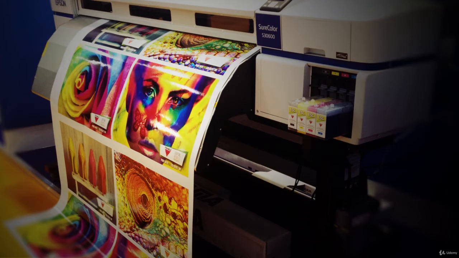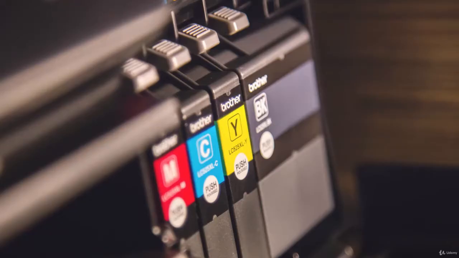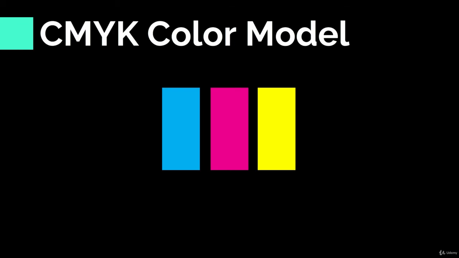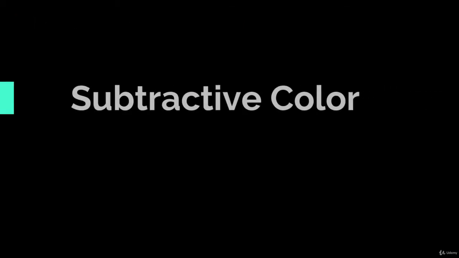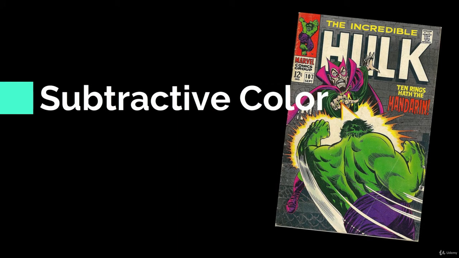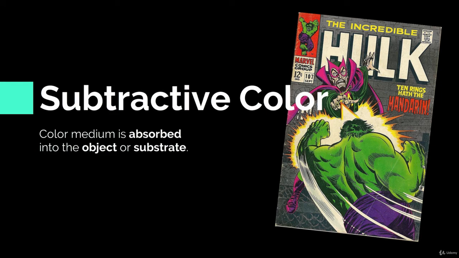So what about things that don't use light, like printed media? Well, have you ever changed out the ink of a printer before? Notice that it's not using the red, green, blue system. It's using the opposite colors of cyan, magenta, and yellow, or CMY. That is because this is what is called a subtractive color system. The subtractive color system works by colors being absorbed into the object or substrate.